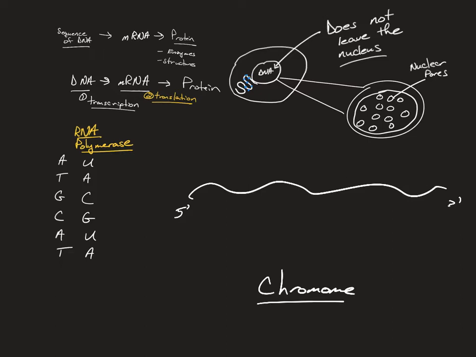So with the chromosome, the entire chromosome is not the message. What is the message called? The things that make the protein, the things that the RNA polymerase is going to change into RNA. What do we call that? A gene, correct.